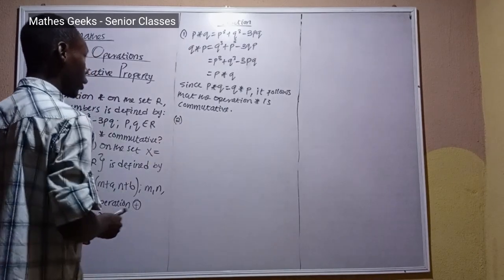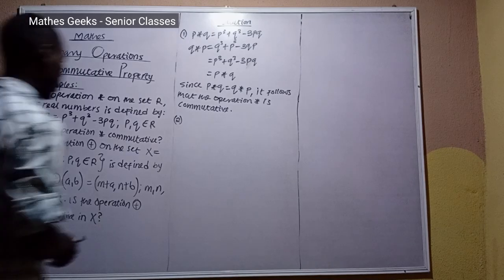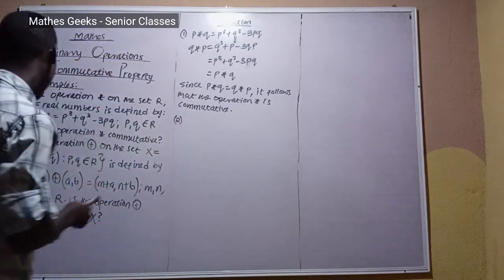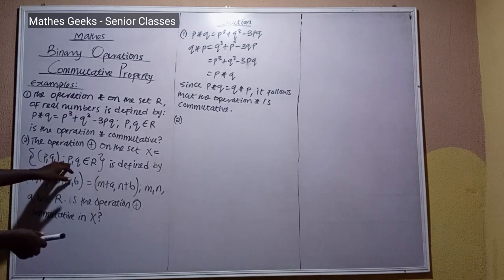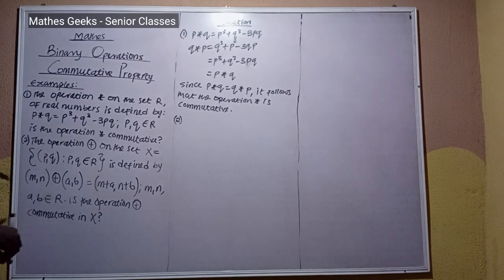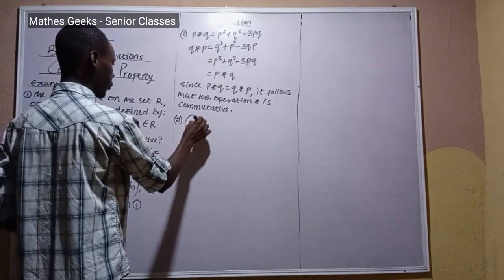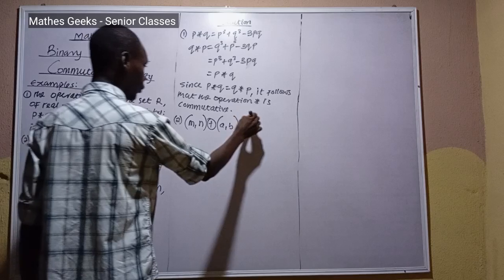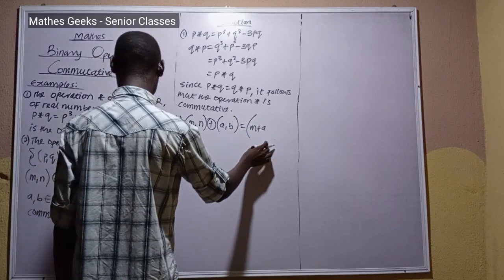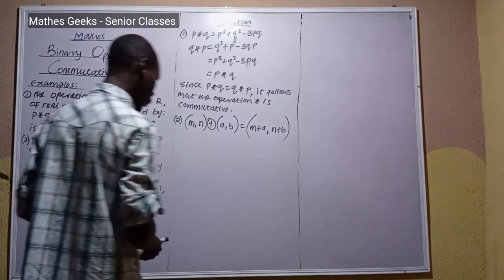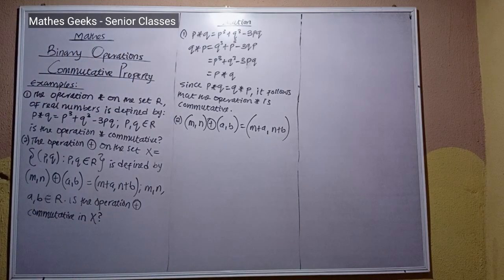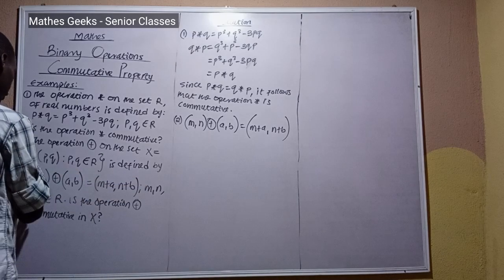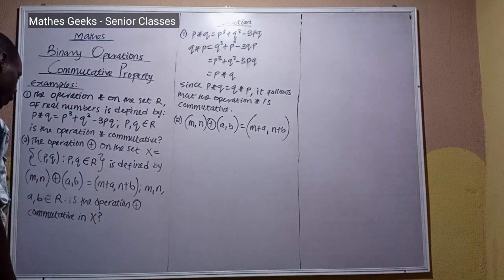Number 2, the operation O plus on the set X equal to PQ, where P and Q are members of R, is defined by N O plus E equals N plus E, N plus B, where N, E, and B are members of set R. So is the operation O plus commutative in X?